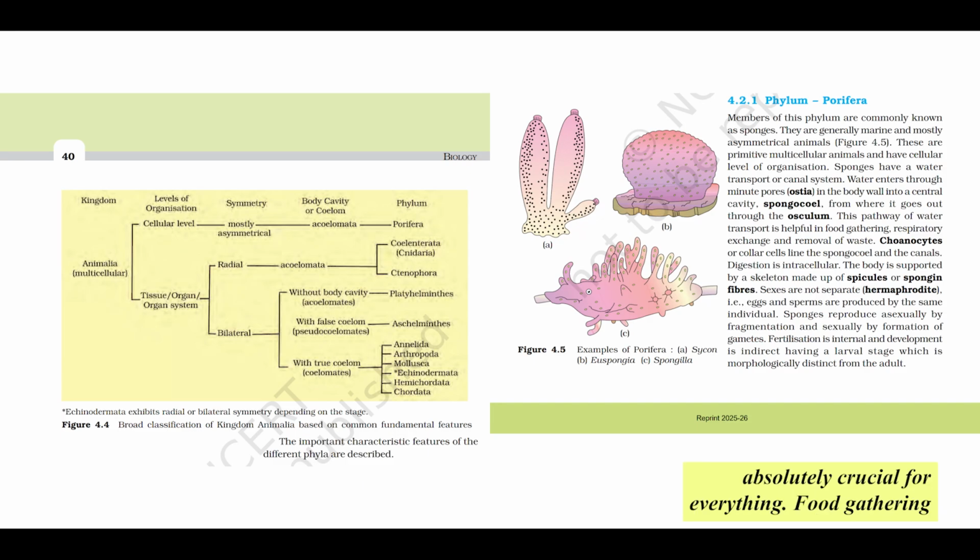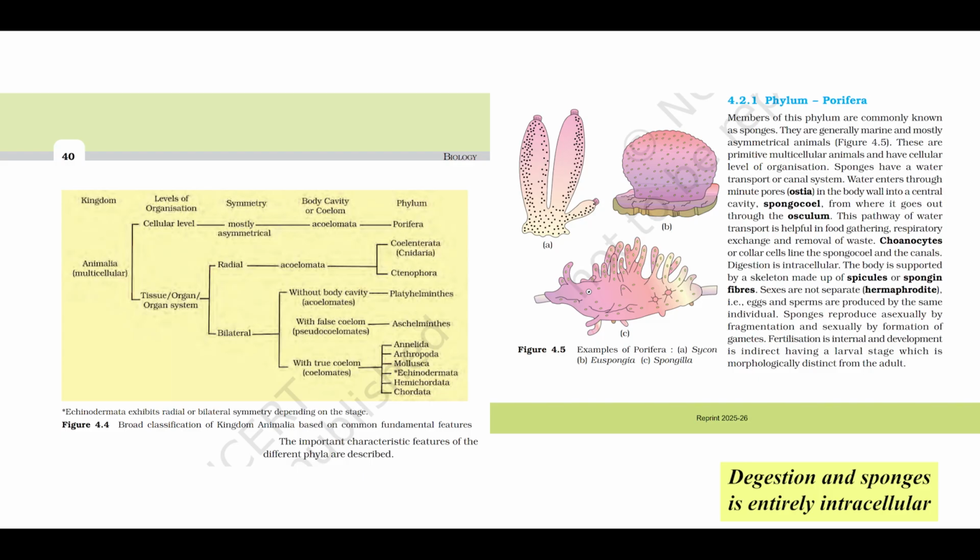This pathway is absolutely crucial for everything. Food gathering by filtering particles from the water, respiratory exchange as oxygen diffuses in, and waste removal as waste products are carried out. Like a built-in plumbing and feeding system. Exactly. Imagine water constantly flowing through a sieve, bringing in nutrients and carrying away waste. And lining the spongocoel and canals are specialized flagellated cells called choanocytes or collar cells. These cells, with their beating flagella, create the water current and, importantly, filter out the food particles.